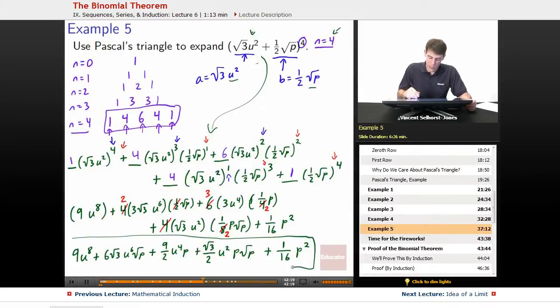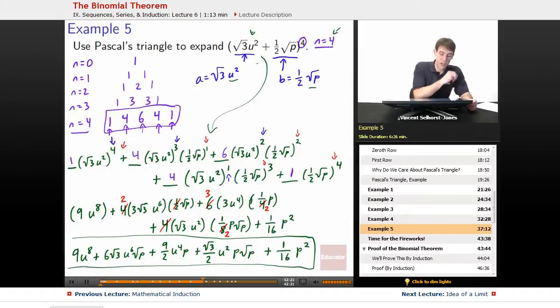It's about as difficult as any expansion of the Pascal's triangle will wind up being, but still notice how much faster that wound up making it than if we had tried to do this whole thing by hand of doing root 3u squared plus 1/2 root p times root 3u squared plus 1/2 root p times root 3u squared plus 1/2 root p times root 3u squared plus 1/2 root p. We'd still be working through it, and we'd still have a lot more to go. So it makes things faster.